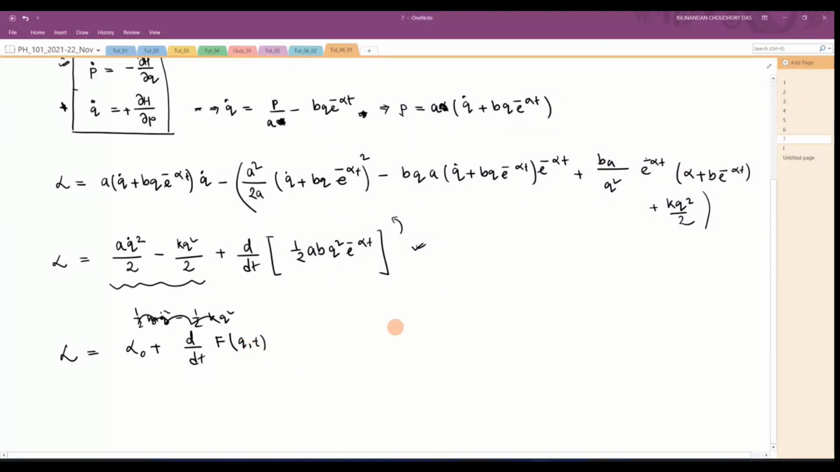There is a theory which you will maybe study in higher classes. If you can write your Lagrangian like this, then whatever equation of motion you get for this Lagrangian will be the same for this Lagrangian. If you write the equation of motion using L0, and also using this L, both will be identical. From this, you can say that the Lagrangian is not actually a unique quantity. That's what I just wanted to inform you.